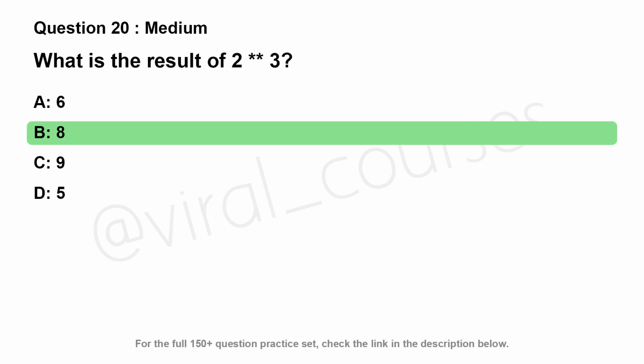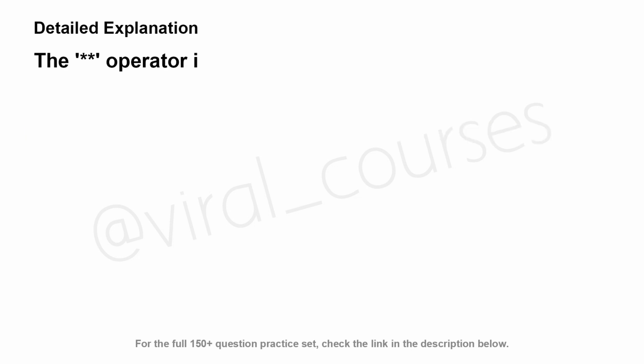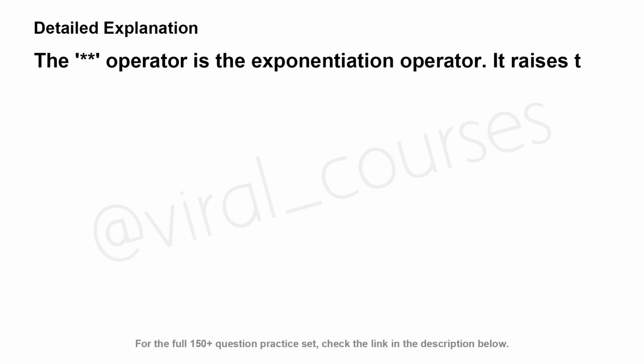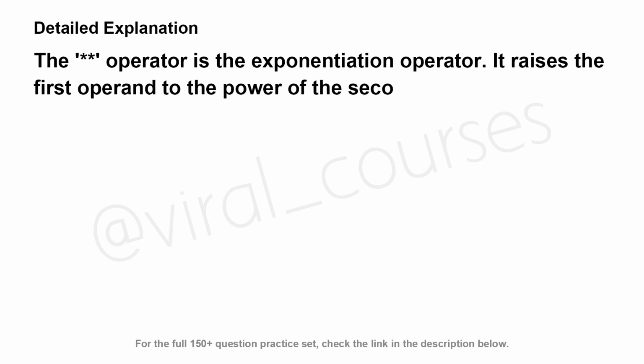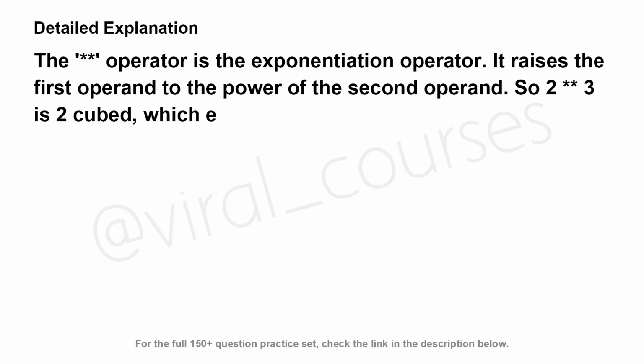The correct answer is B. The ** operator is the exponentiation operator. It raises the first operand to the power of the second operand. So 2**3 is 2 cubed, which equals 8. 2*2*2.